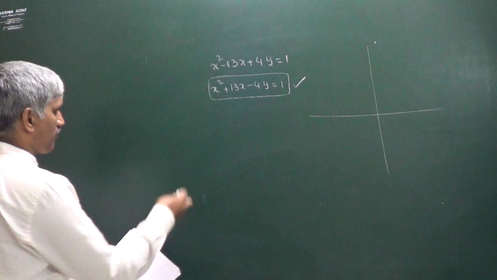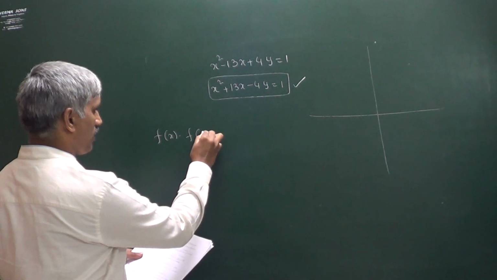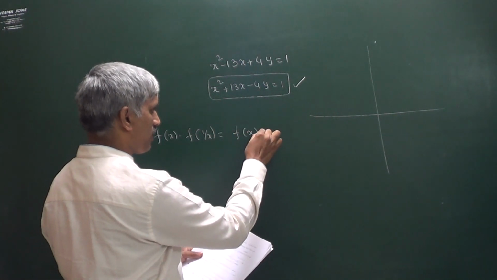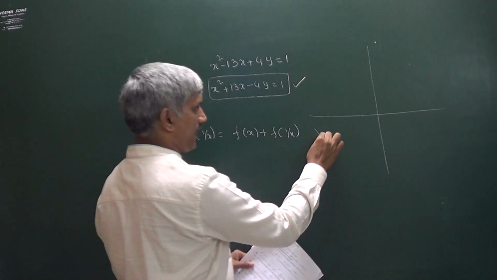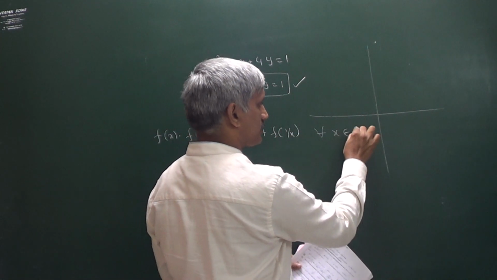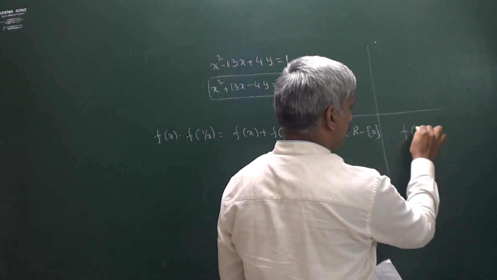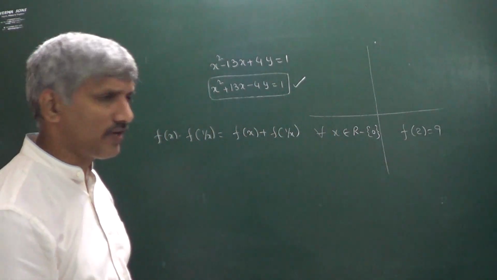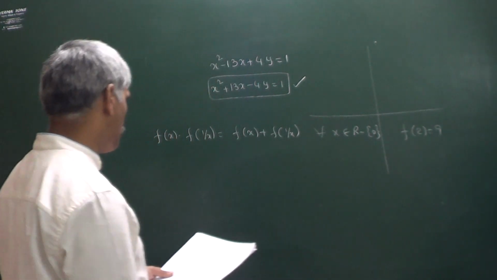So he is saying f of x is a polynomial function satisfying the condition f of x into f of 1 by x is equals to f of x plus f of 1 by x for all x belongs to real numbers minus 0. And also given that f of 2 is equals to 9. Then he is asking to find f of x. So different options are given. I am not thinking about those options.